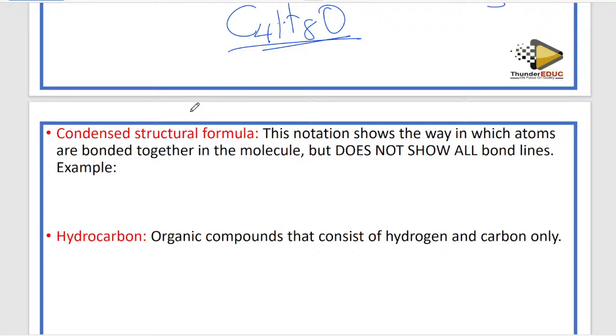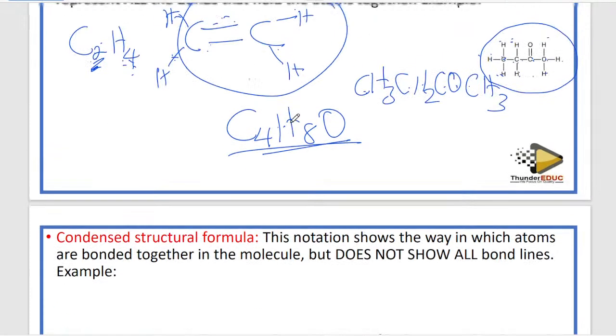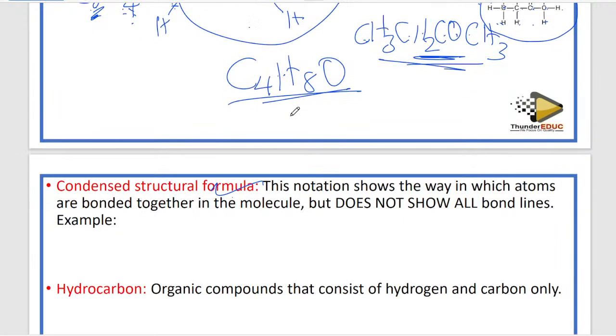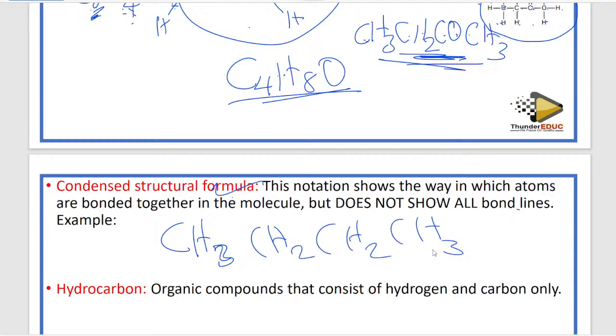So in other words, we have shown you how to write the condensed structure formula. This is the condensed structure formula. It does not show all the bonds. It shows the number of atoms: CH3, CH2, CH2, CH3.